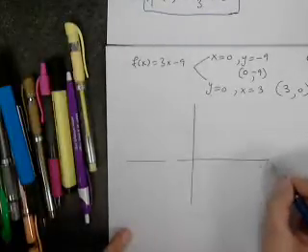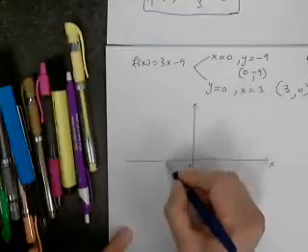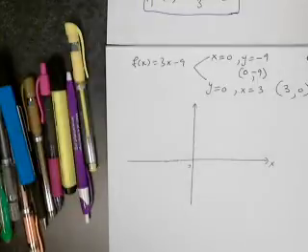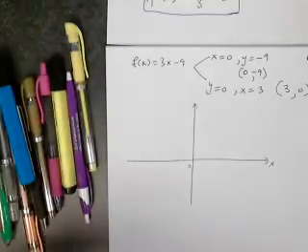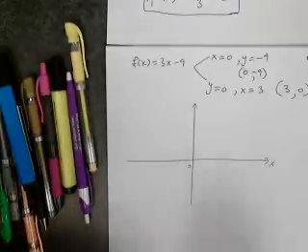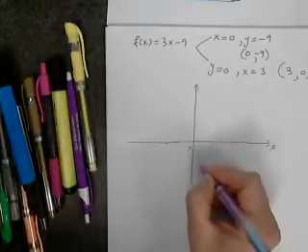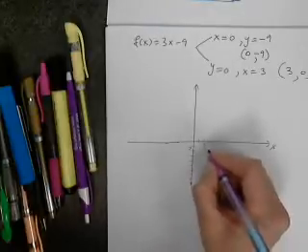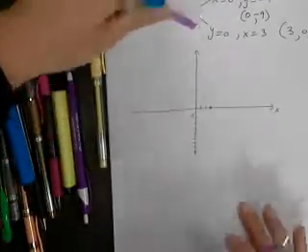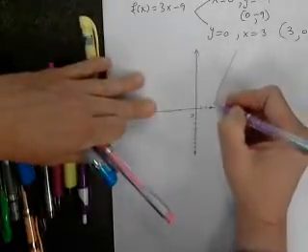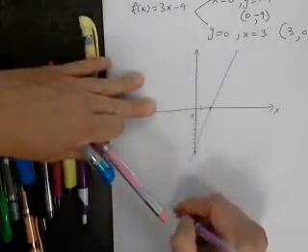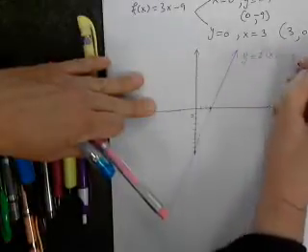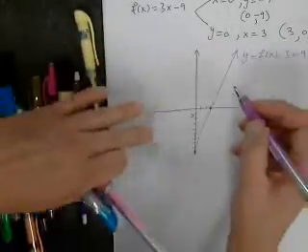I'm ready to graph this function. Give me the ordered pairs that I would use to graph it. So 0 and negative 9. That's it. And then 3 and 0. That's it. Thank you. Good. I draw the line and extend it. I write y or f of x, it doesn't matter, equals 3x minus 9.